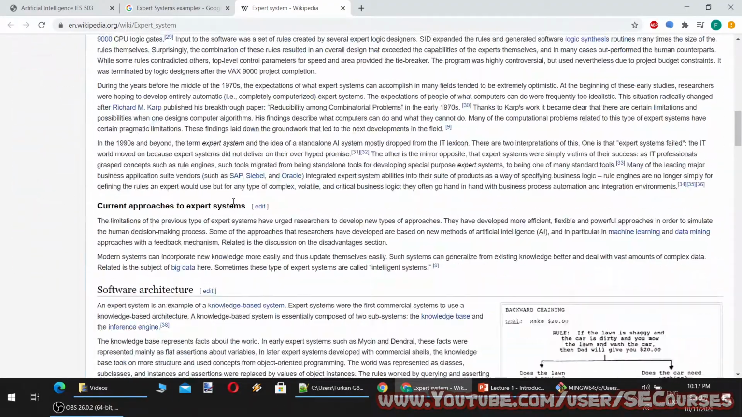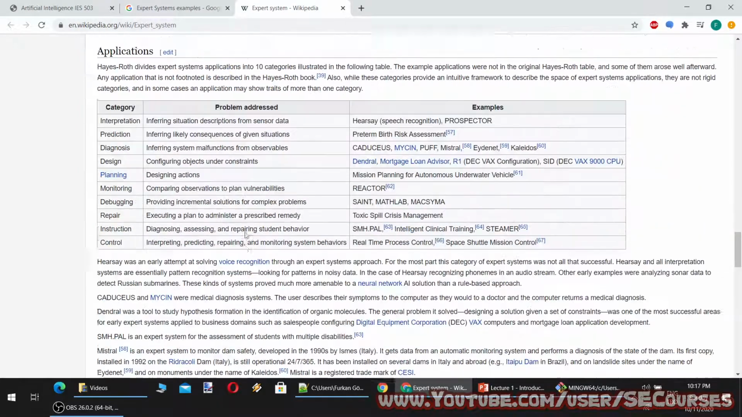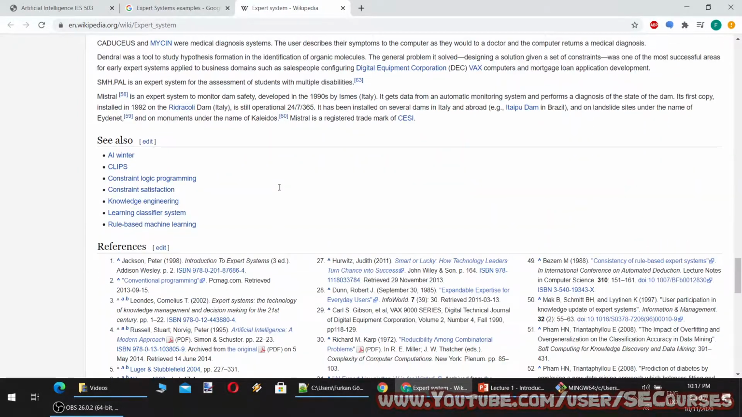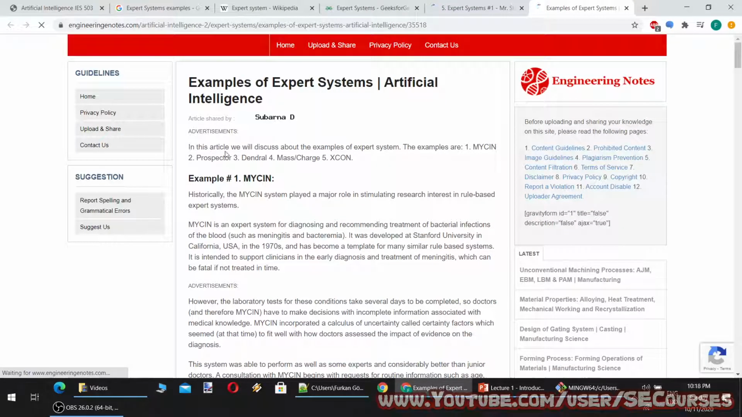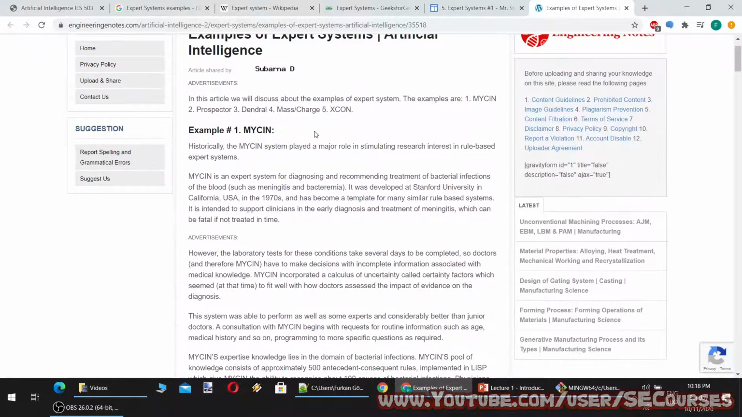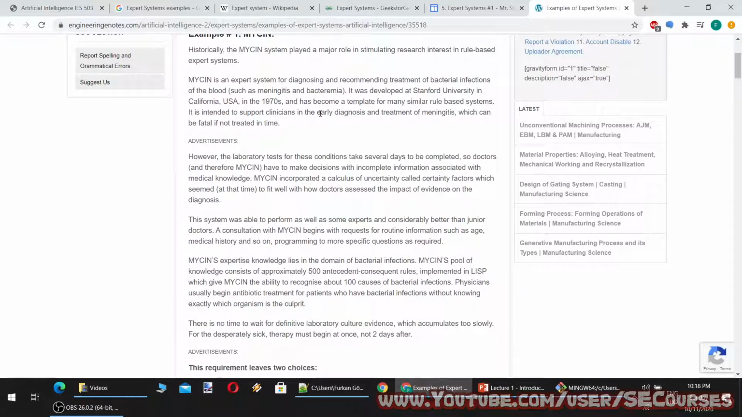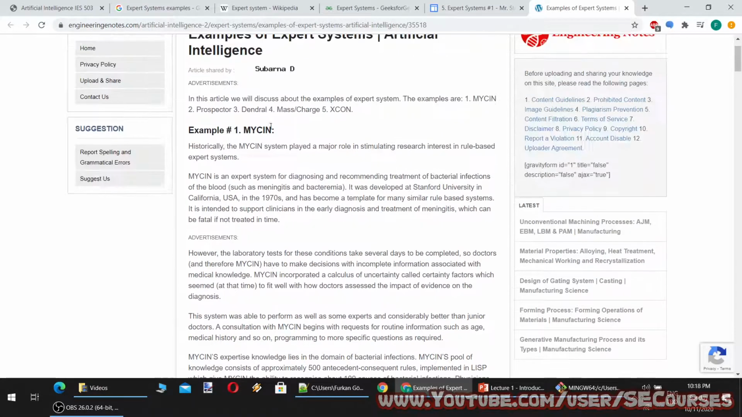Okay, there are some history, advantages, disadvantages, applications. Also, let's see. Okay, this looks like a good one. Okay, for example, let's read it. You will get more information.